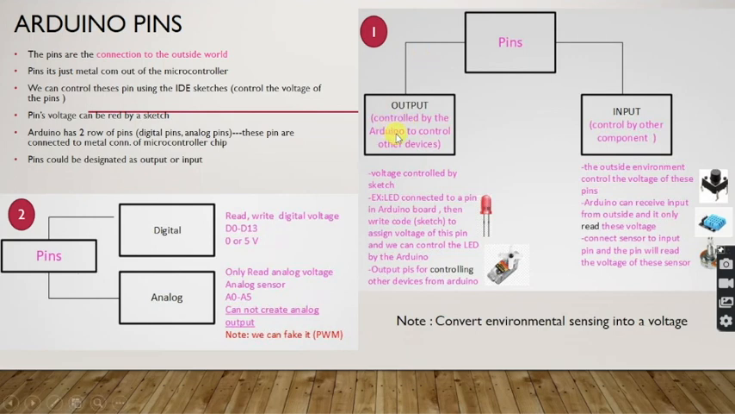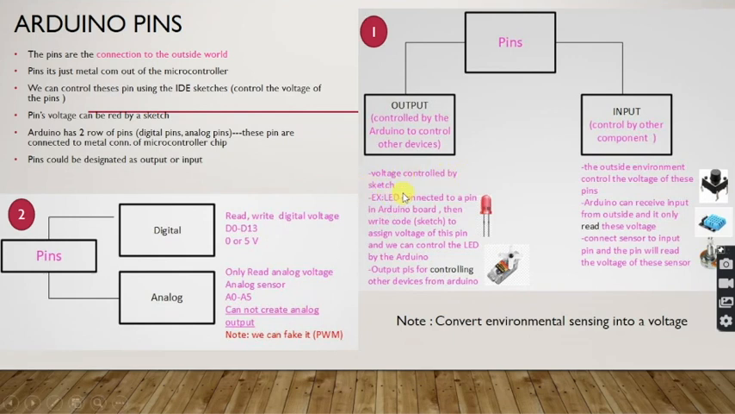The output pin is controlled by the Arduino to control another device. For example, the Arduino may want to control an LED, a servo motor, or an LCD. When I say controlled by the Arduino, what do I mean? Actually, the Arduino will control the voltage on this pin. The voltage is controlled by the sketch, the program you wrote.